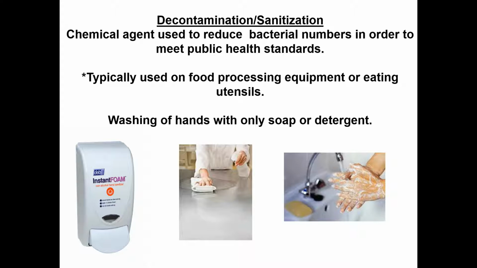You can decontaminate, using certain types of solutions, equipment used in food processing plants and eating utensils. Think about a restaurant. You typically sanitize or clean all of your equipment and utensils, all the glassware, all the forks, all the spoons, all the pots and pans. Everything gets cleaned or sanitized. Washing your hands can also be an example of sanitization, so long as you're using soap or detergent, or even an alcohol sanitizer solution.